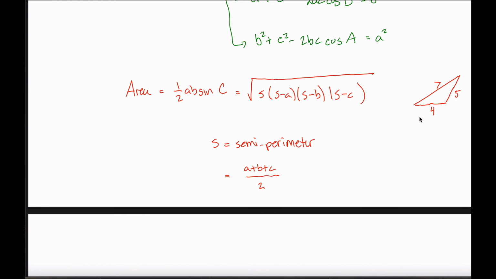If you know all 3 side lengths, you could first figure out what S is equal to. S, the semi-perimeter, is the distance all the way around the outside, divided by 2. So 4 plus 5 is 9, plus 7 more is 16. 16 divided by 2 is just equal to 8. And I can use that to figure out the area.